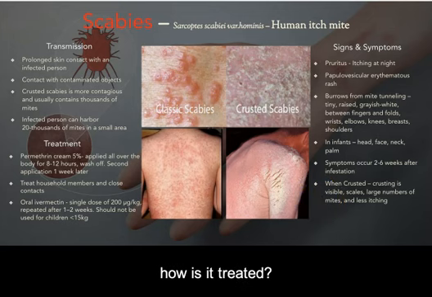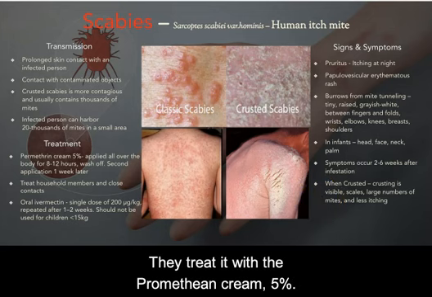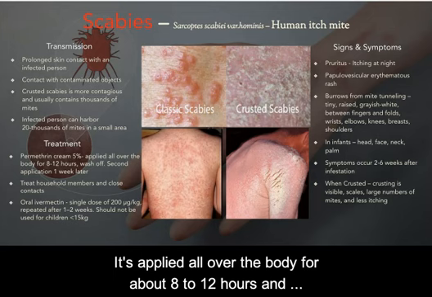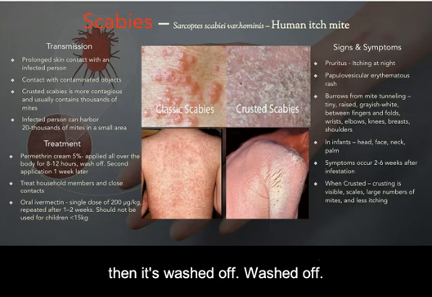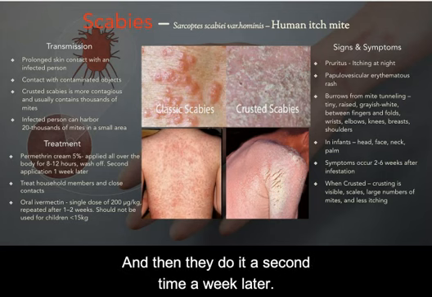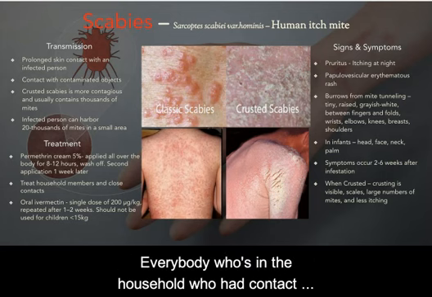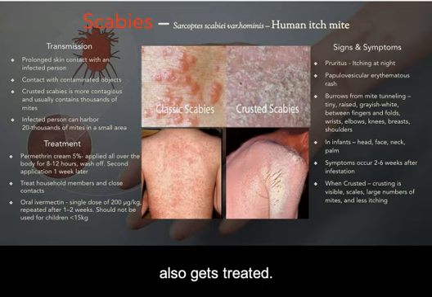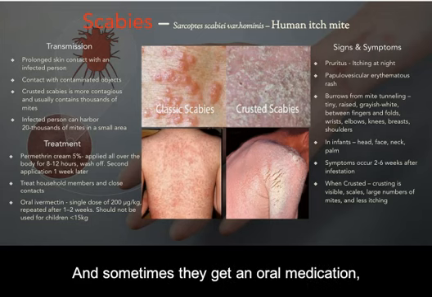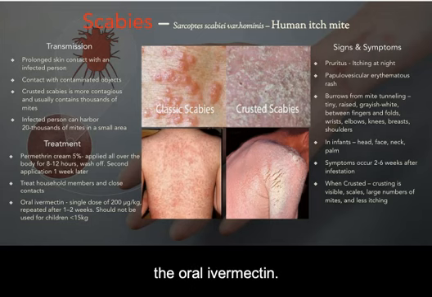How is it treated? They treat it with a permethrin cream 5%. It's applied all over the body for about 8 to 12 hours, and then it's washed off, and they do it a second time a week later. Everybody in the household who had contact also gets treated. And sometimes they get an oral medication, oral ivermectin.